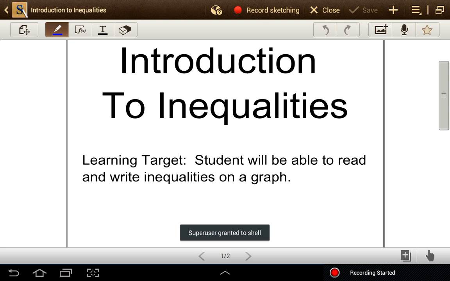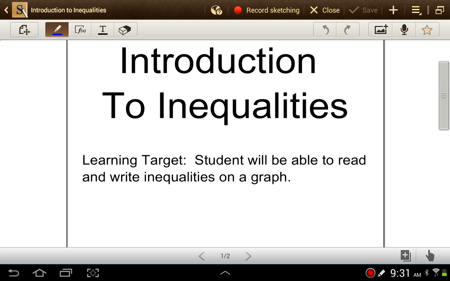Introduction into Inequalities. Our learning target is students will be able to read these on a graph. We're going to be working with inequalities, which are less than, greater than, less than or equal to, greater than or equal to, and we're going to be working with graphing them and writing them based on graphs. If you need to pause, go ahead. Otherwise, I'm going to go to our next slide.